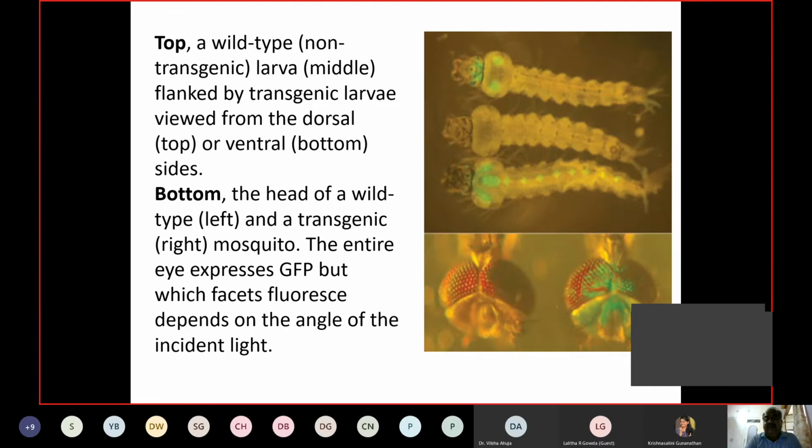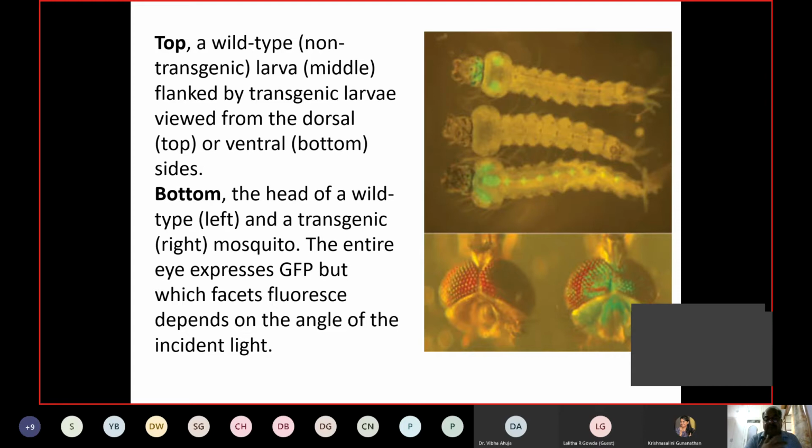As we all know, a fluorescent is used along with the technique of GM. The fluorescent is imbibed into certain parts of the body of the larva, and in the UV light it fluoresces, it glows, and one can easily identify which larva is which, whether it is a non-transgenic mosquito larva or a transgenic mosquito larva.